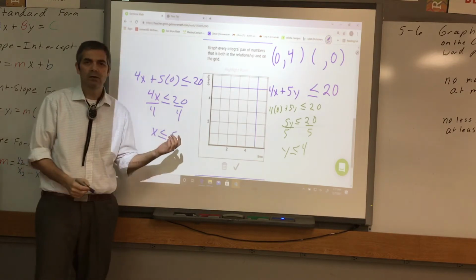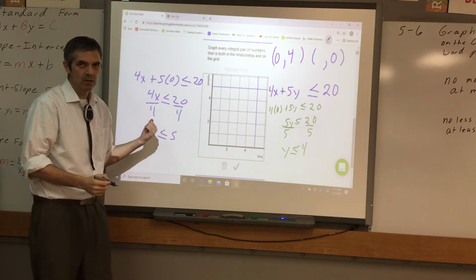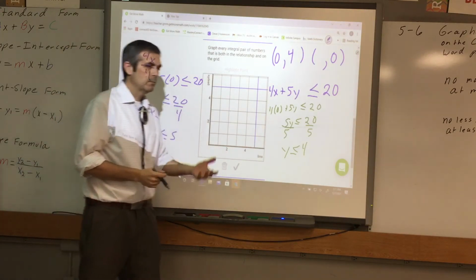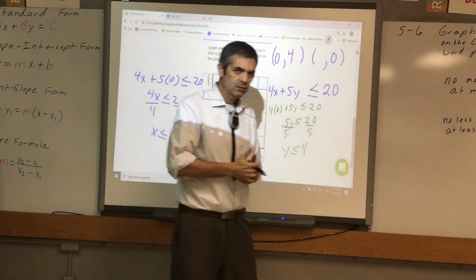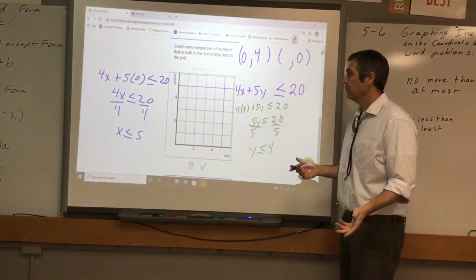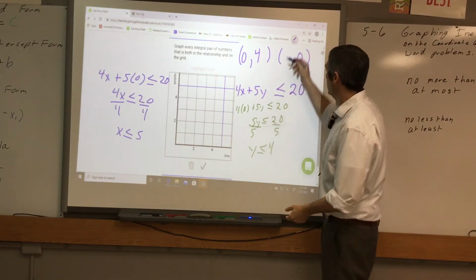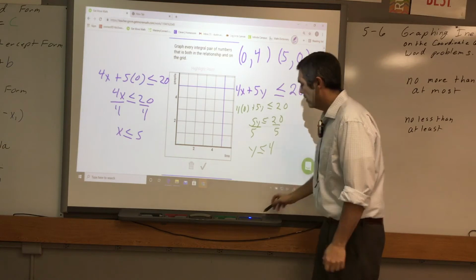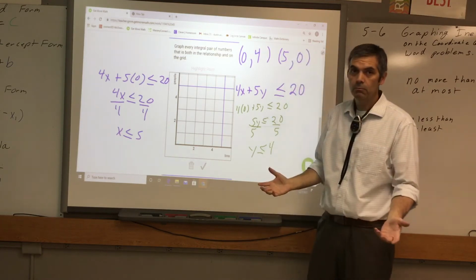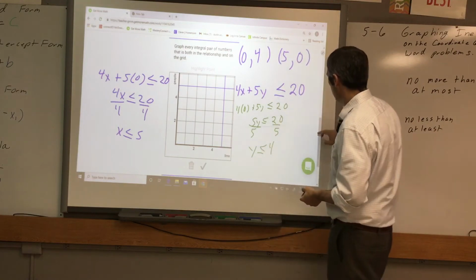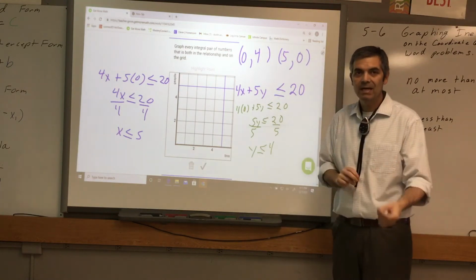Now some of you, once I did the first one, could have seen what the second one was. Fine, no problem. Other people may have looked at it and said, let's just put it into slope-intercept form and graph from there, and that would have worked also. So when my Y was 0, my X is 5. Now all I'm going to do is graph these 2 points. But here, you have to remember something. This is going to be a line segment.